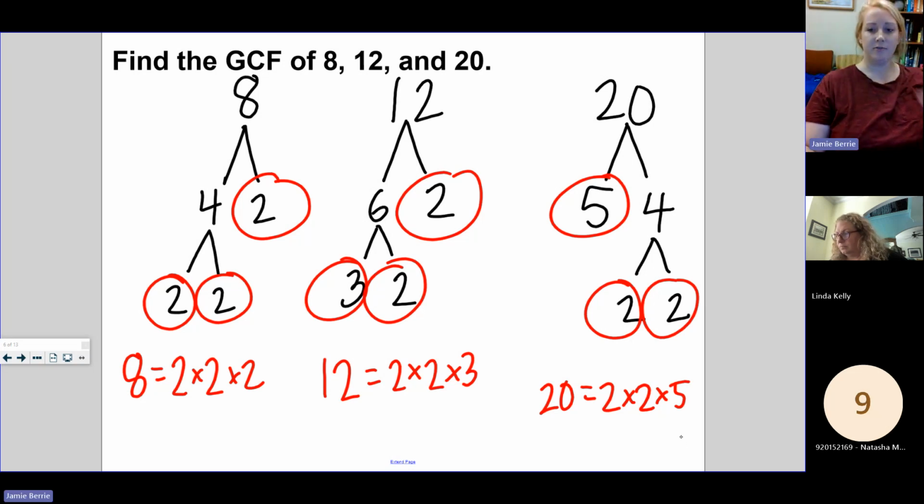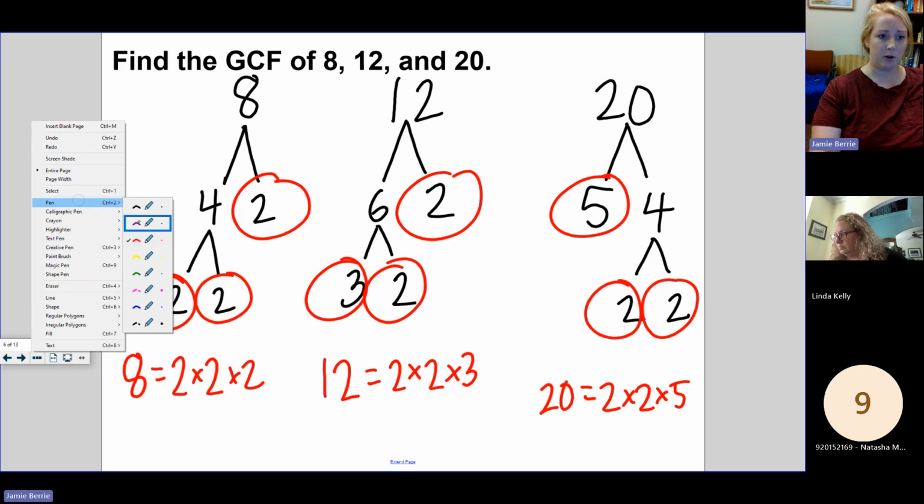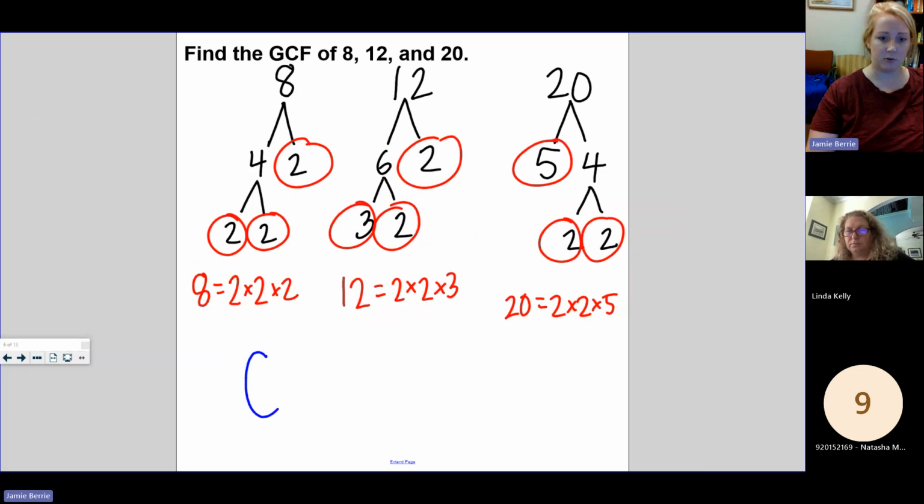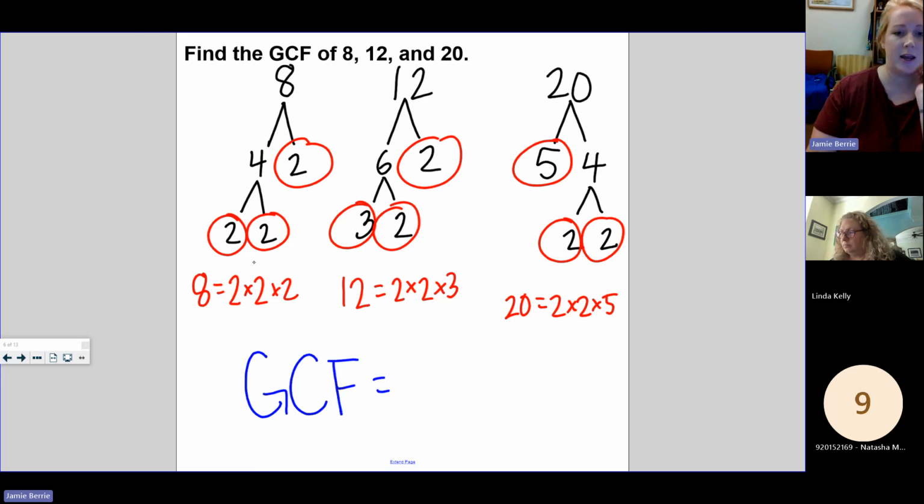All right, then to find the greatest common factor, you look and see what all of those prime factorizations have in common. They all have a 2, and they all have another 2. All right, so that's going to be 2 times 2.